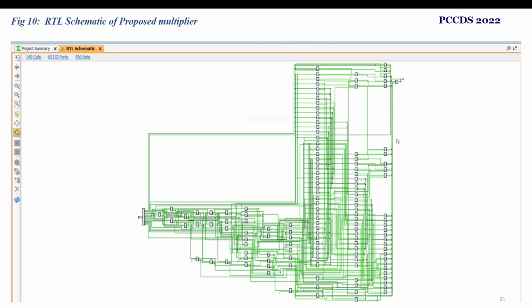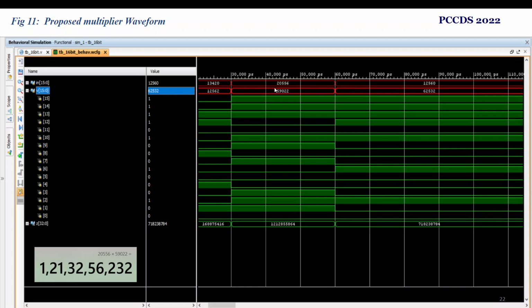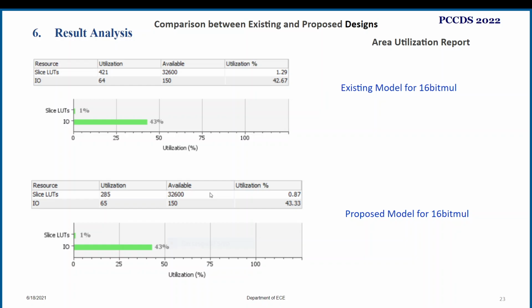So this is the RTL schematic of the proposed multiplier. Here we can see the cells are reduced from 405 to 140 cells, and the nets are also reduced from 675 to 596. This is the proposed multiplier waveform. Here we can see if we multiply these two numbers, this is the result obtained, which is very close to the exact result. The error with this multiplier is less than 1%.